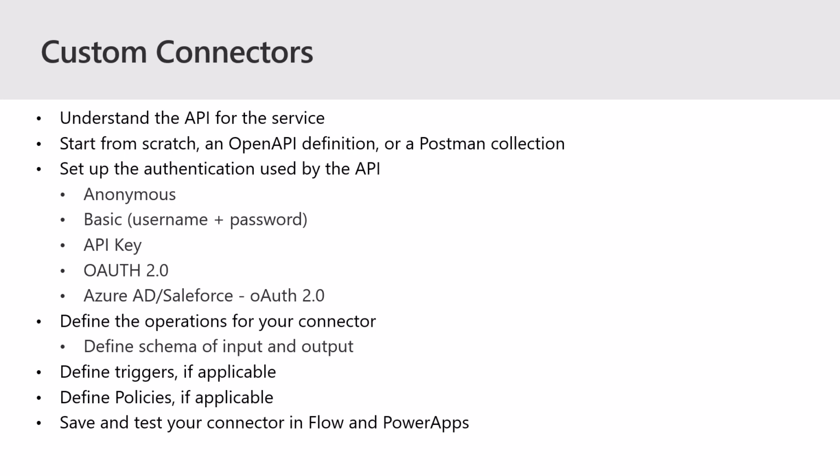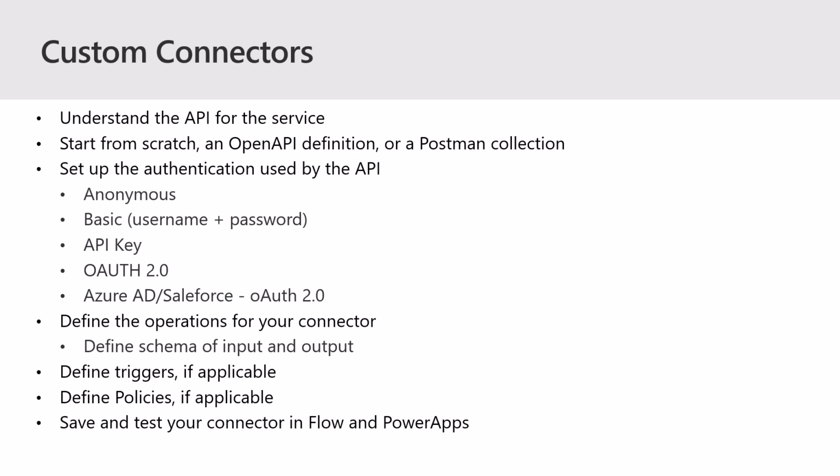In addition, if the service provides a mechanism to register webhooks, you can configure triggers in your connector as well. Once you have a good understanding of how the service works, you can then get started with the creation of a connector. Power Platform allows you to create a connector from scratch, or import an OpenAPI definition or a Postman collection. For services hosted in Azure, Power Platform has built-in integration, which allows you to create a custom connector with a few clicks. As a part of defining the connector, you also get to define the authentication used by the API.